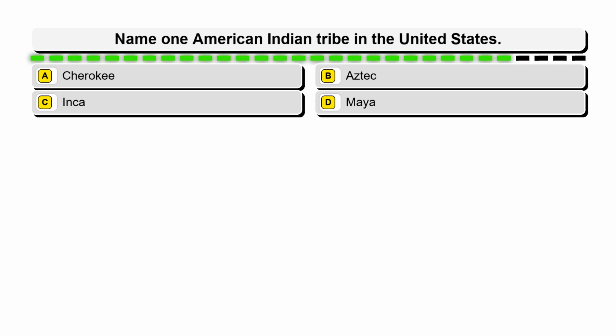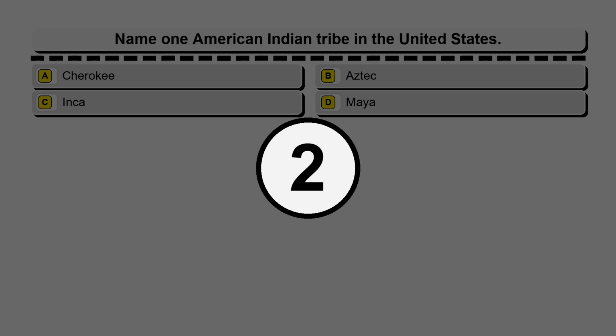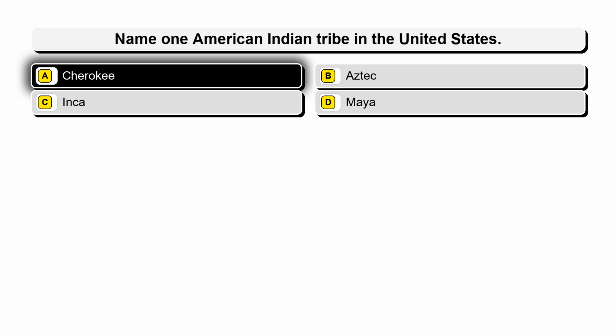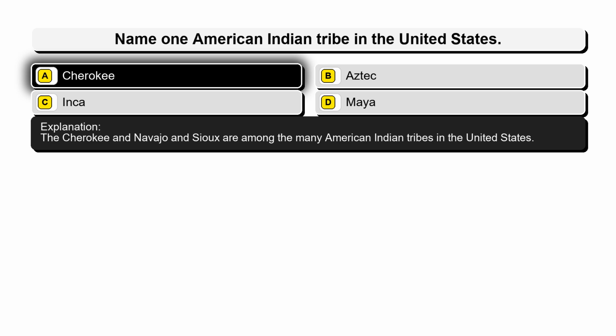Question 144. Name one American Indian tribe in the United States. Option A, Cherokee. Option B, Aztec. Option C, Inca. Option D, Maya. The correct answer is option A, Cherokee. The Cherokee and Navajo and Sioux are among the many American Indian tribes in the United States.